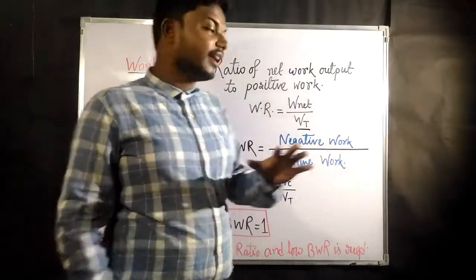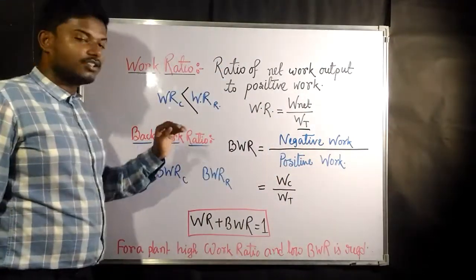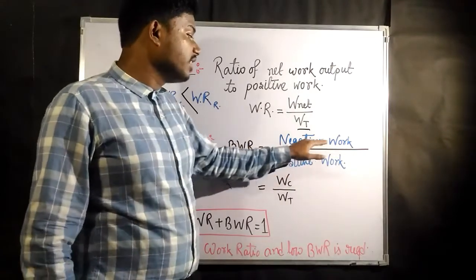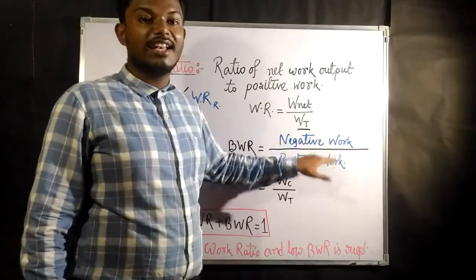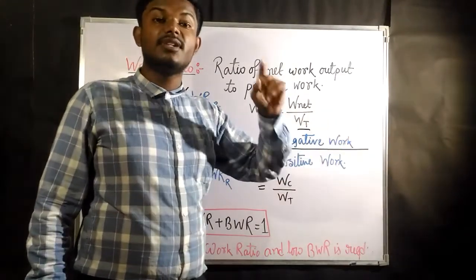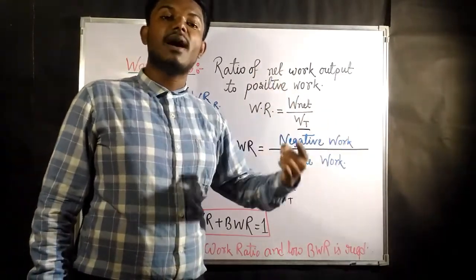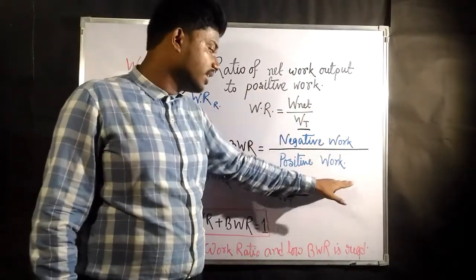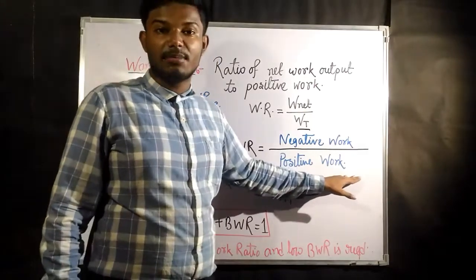The next term is back work ratio. What is the back work ratio? Back work ratio is the ratio of negative work to positive work. Negative work means where we need to give the work, that is, the work consumed by the pump or the compressor. And positive work, as we said earlier, is the work done by the turbine.